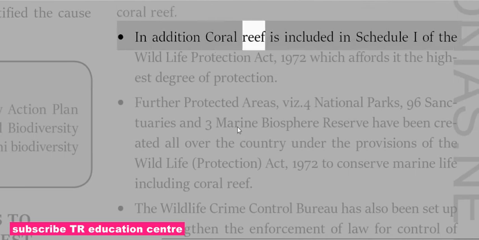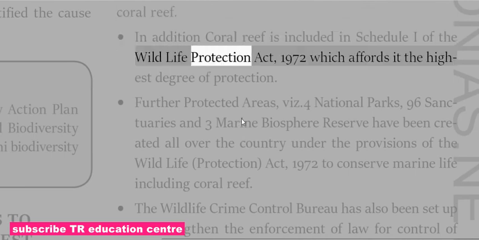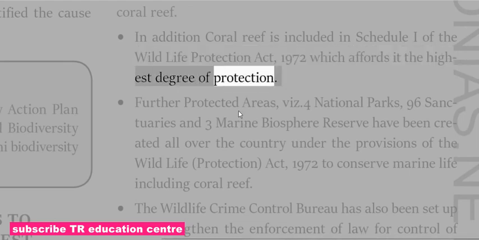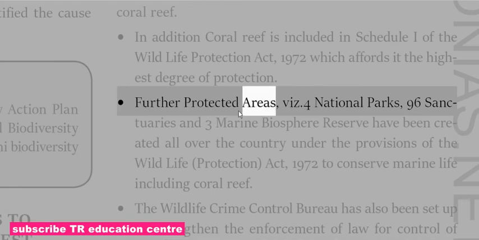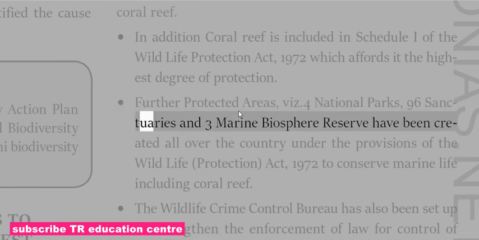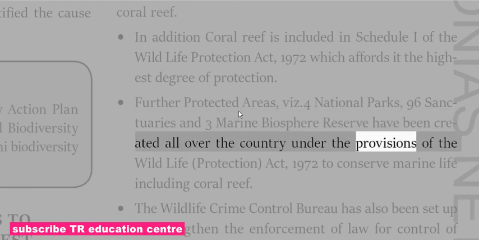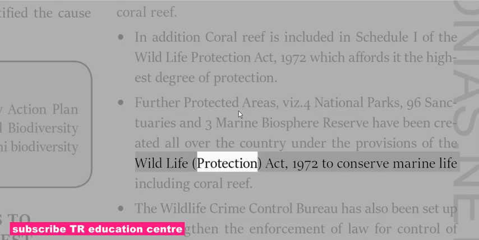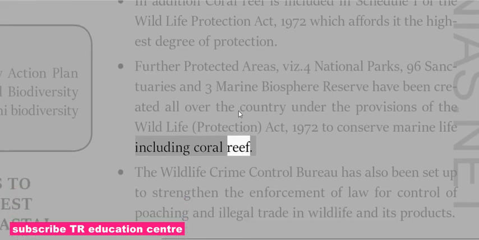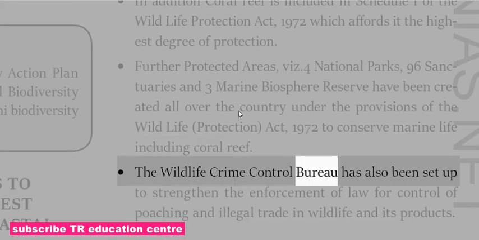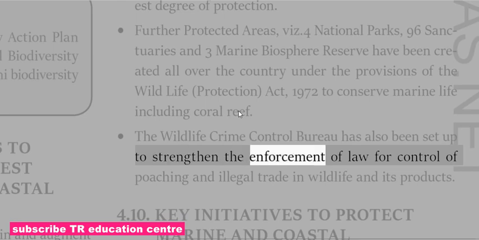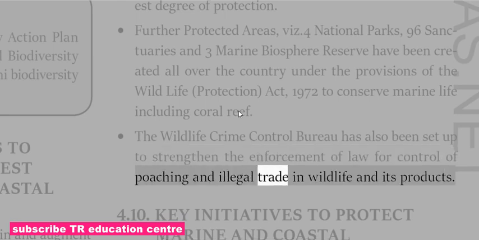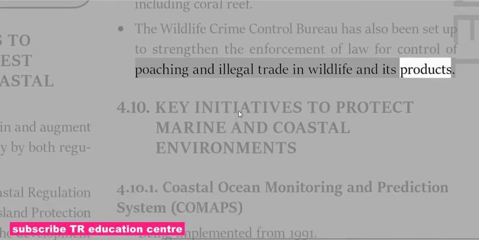In addition, coral reef is included in Schedule I of the Wildlife Protection Act, 1972, which affords it the highest degree of protection. Further, protected areas, with 4 national parks, 96 sanctuaries and 3 marine biosphere reserves, have been created all over the country under the provisions of the Wildlife Protection Act, 1972 to conserve marine life including coral reef. The Wildlife Crime Control Bureau has also been set up to strengthen the enforcement of law for control of poaching and illegal trade in wildlife and its products.